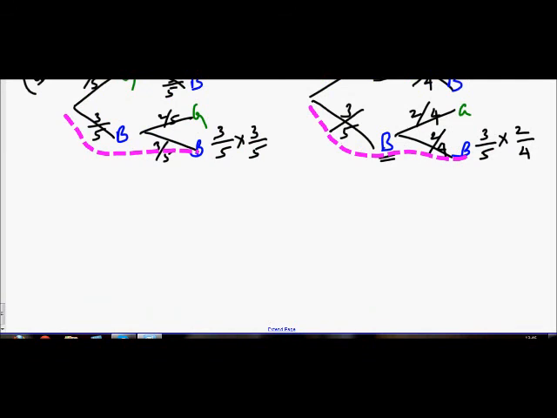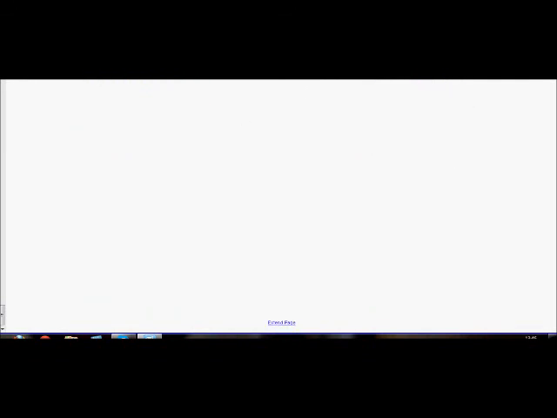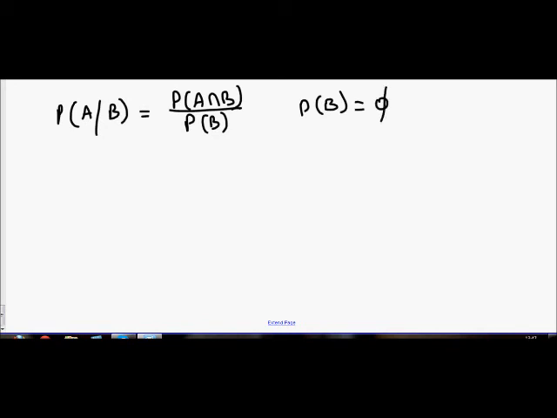Mostly for problems like this, I would prefer you use the tree diagram or the Venn diagram, a diagrammatic representation. So the formula for conditional probability, A given B, is P of A intersection B divided by P of B, and obviously P of B should not be equal to 0, that is, B should not be a null set.